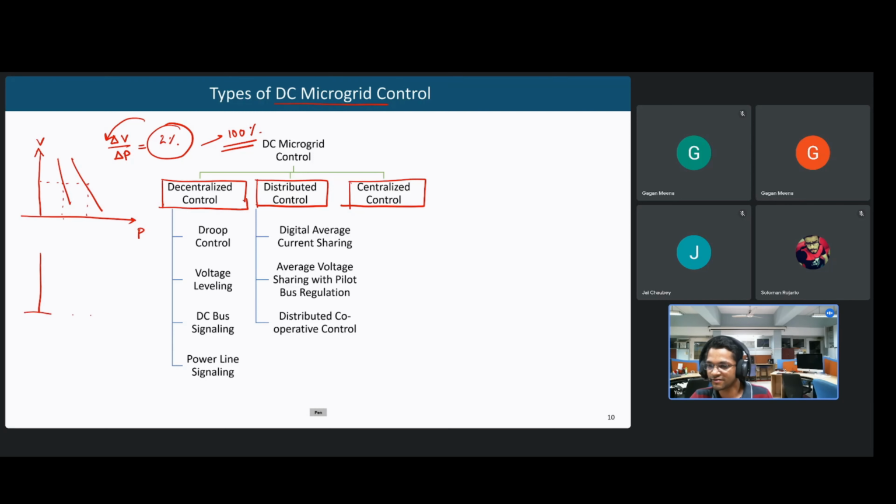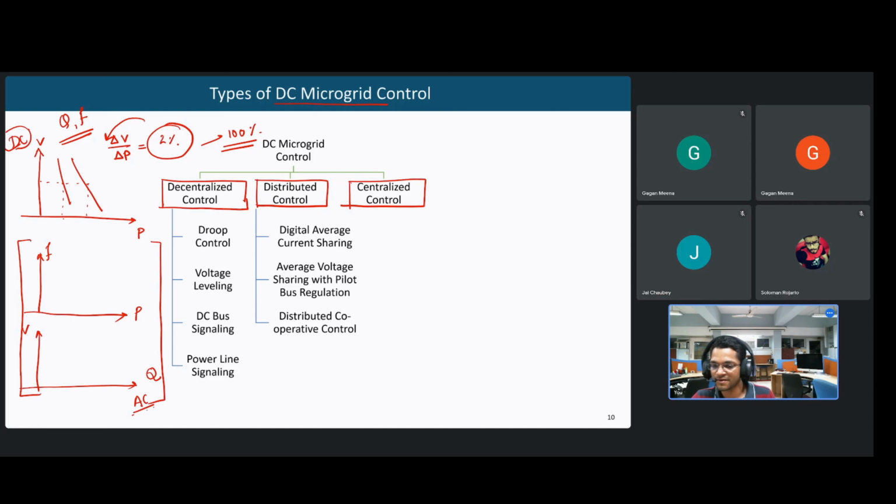In AC we have two characteristics, F-P and Q-V. But in DC we have only this one, because we don't have Q and F in DC. Other techniques are voltage leveling, DC bus signaling, and power line signaling. Similarly, for distributed control we also have different techniques for DC microgrid. And then we have the centralized control.